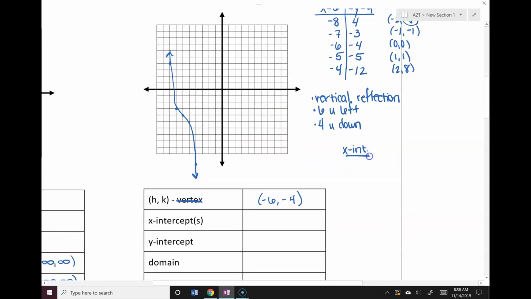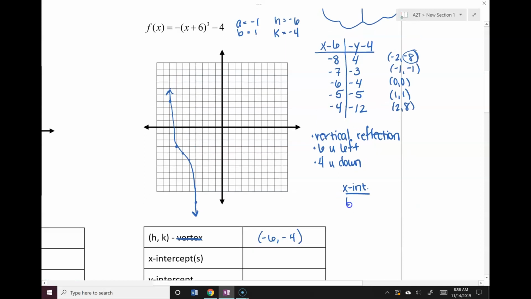So for the x-intercept, we plug 0 in for y and set it equal to our function. All right, let's go. So I'm going to add 4 to both sides. So 4 is equal to a negative x plus 6 quantity cubed. Divide by -1, so we get -4 is equal to x plus 6 quantity cubed.